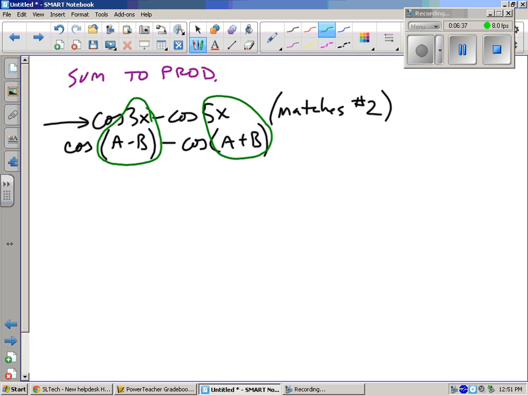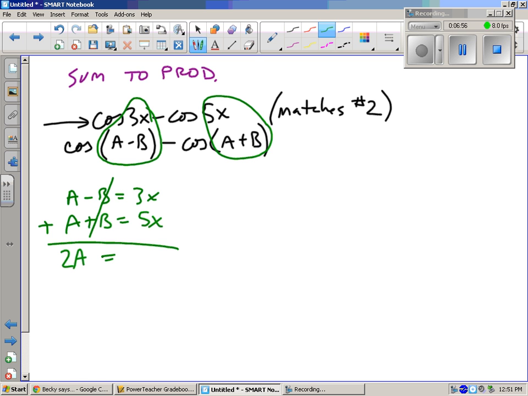So we don't know what A and B are individually, but together we know what they are. We know that A minus B is 3x, and we know that A plus B is 5x. So we solved this system. You did this in algebra. We're going to add these together. I get 2A. The b's actually cancel out, and then I have 8x. So now I figured out what A is. It's 4x. So I'm going to keep that on the back burner for a moment.